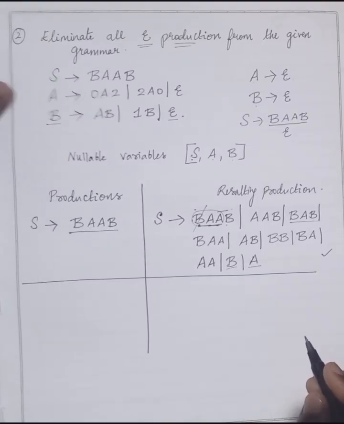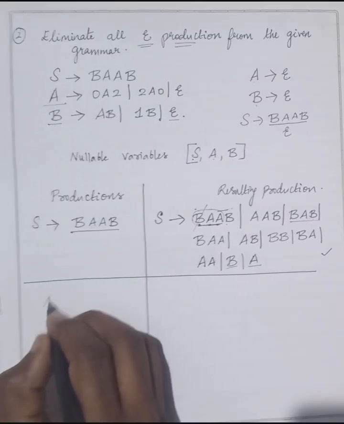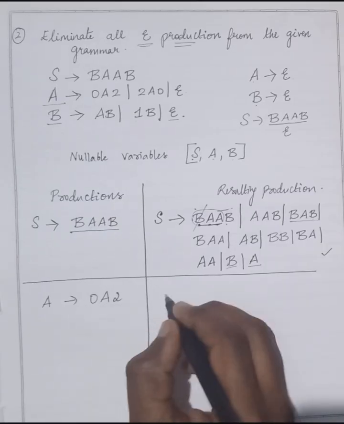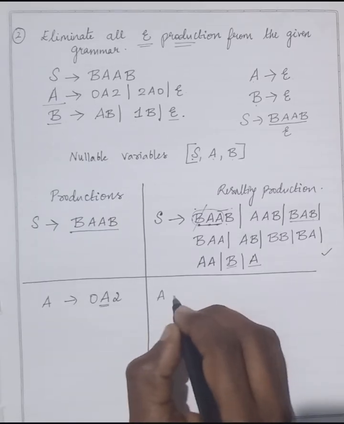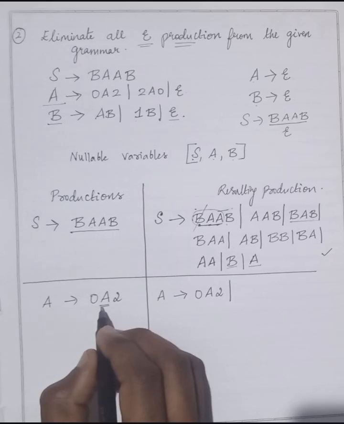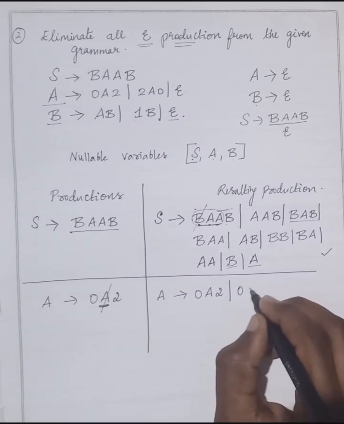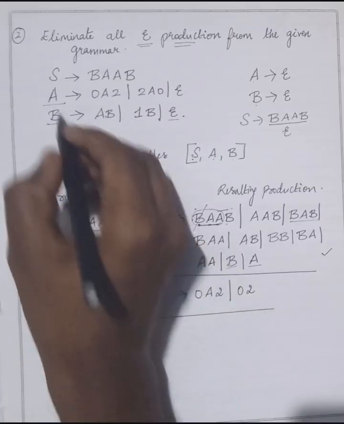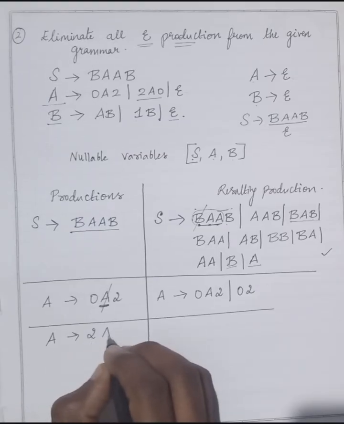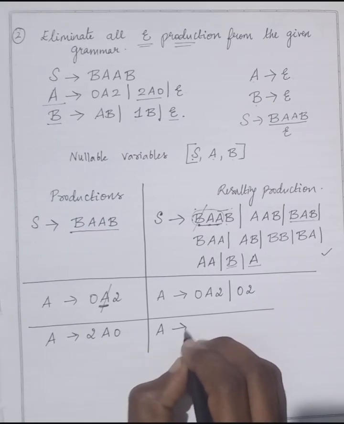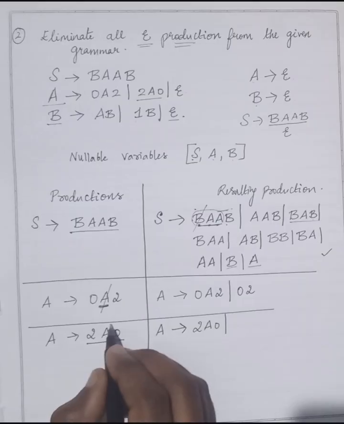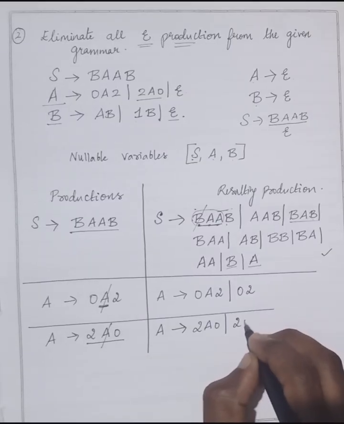Now we continue with the next production, that is A. A derives 0, capital A and 2. We already know that A can be epsilon. So first time we don't substitute anything; we have the direct value. Second time we substitute A as epsilon, so we get 0 2. In the same way, we'll take the next production, that is A derives 2A0. Here also we'll take the first production as it is, without considering any epsilon. The second time this A can become epsilon, so it becomes 2 0.